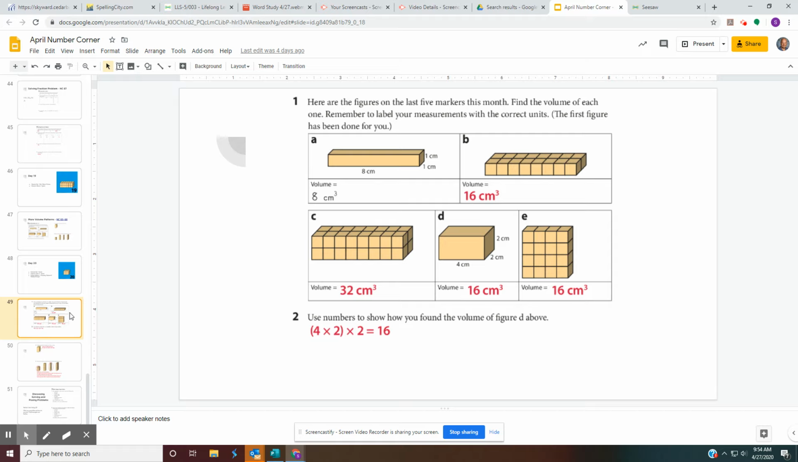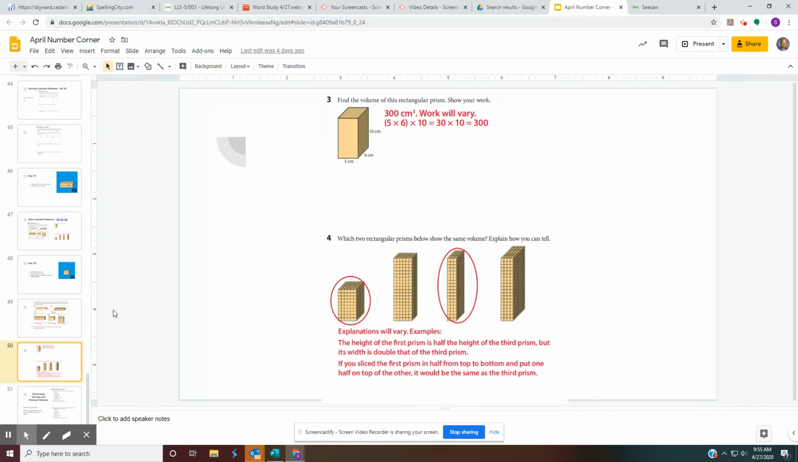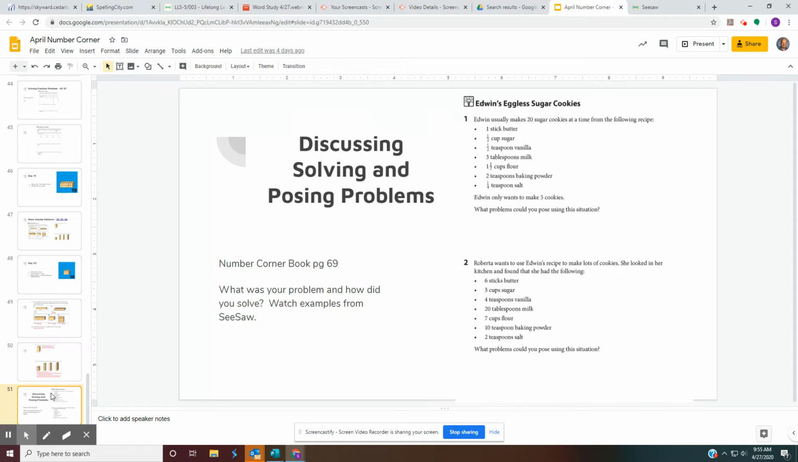We've been working a lot with volume. Hopefully, things are working out. And here are the answers to page 66. All right. So now today we are going to be discussing, solving, and posing problems.